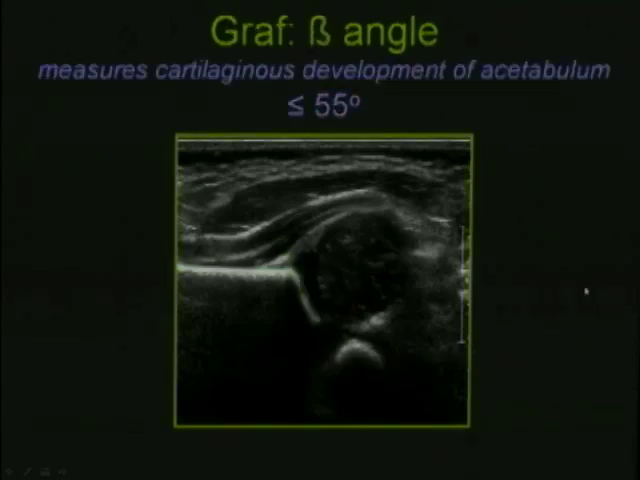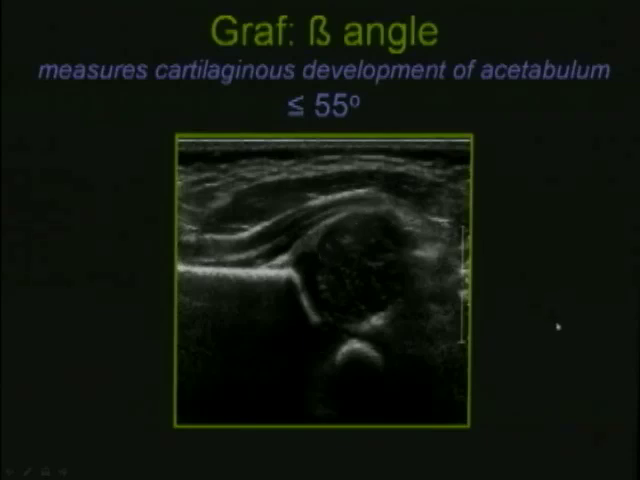The other angle is the beta angle, and most of the orthopods really are not concerned about it. We know very well that as a hip is subluxed or dislocated, it's going to push on the cartilaginous labrum, and that angle is going to increase.